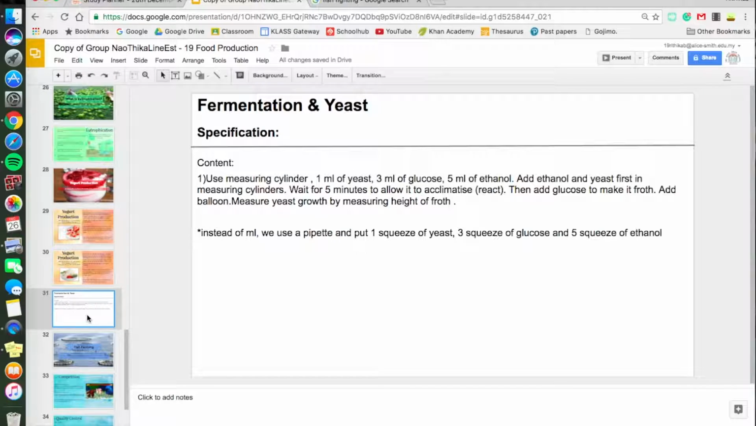Next is fermentation and yeast. So yeast respires anaerobically and produces carbon dioxide and ethanol. This ethanol is usually used for making beer.